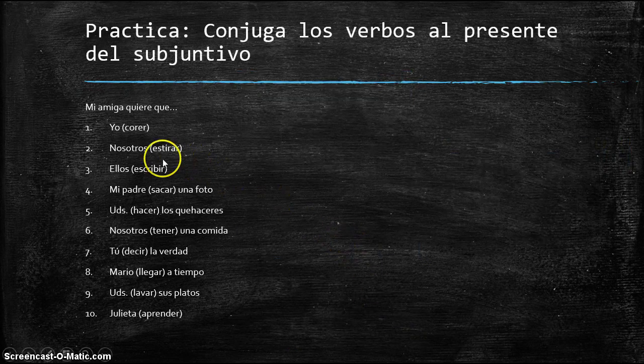Alright, here's a really short practice. I just noticed that there's an error here with correr. Of course, it should have two R's. It's the verb that means to run. So I want you to go ahead and conjugate the end of the original sentence. The first half of the sentence says, mi amiga quiere que.